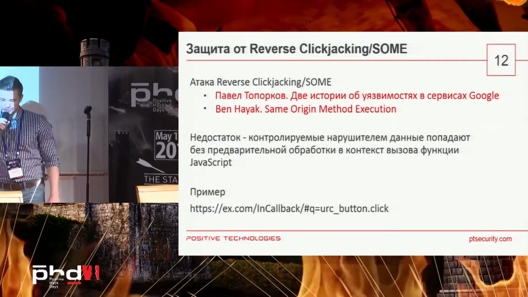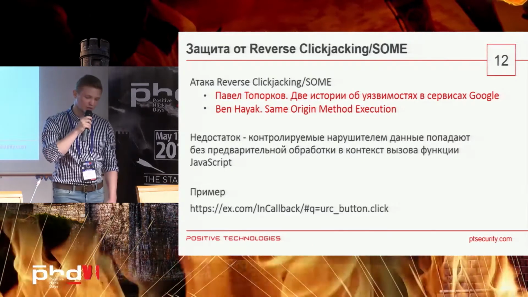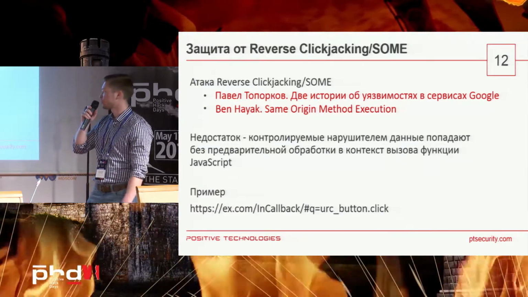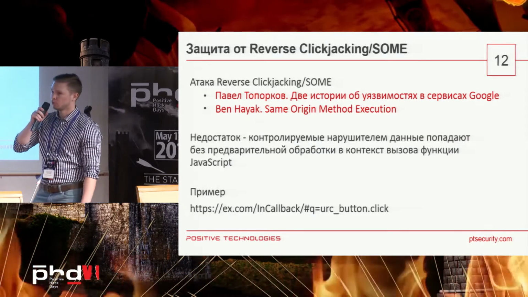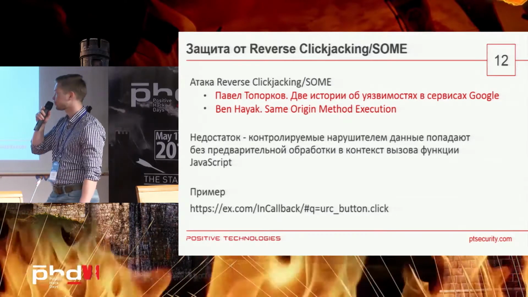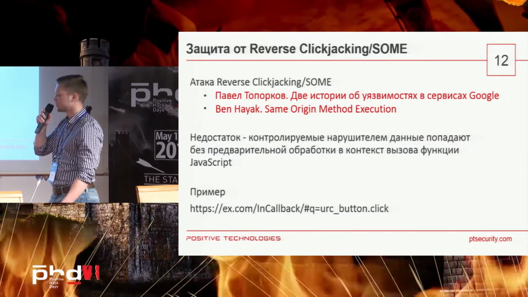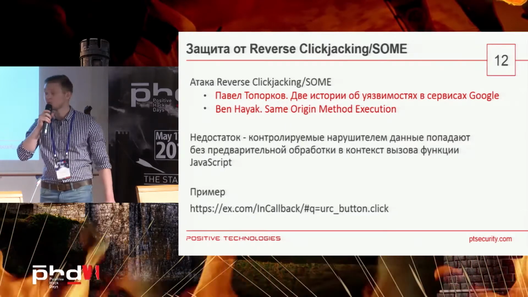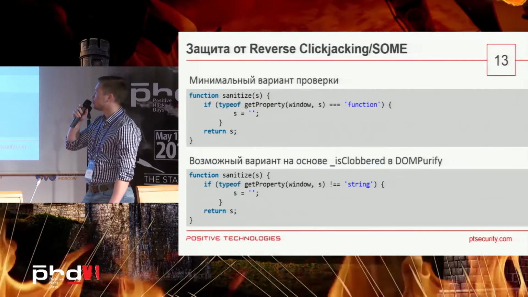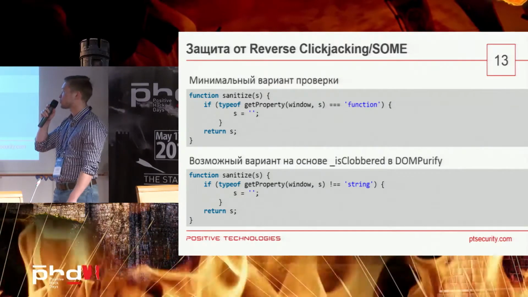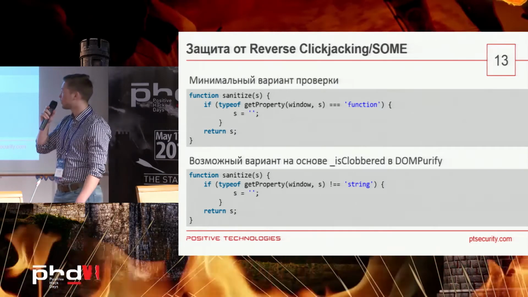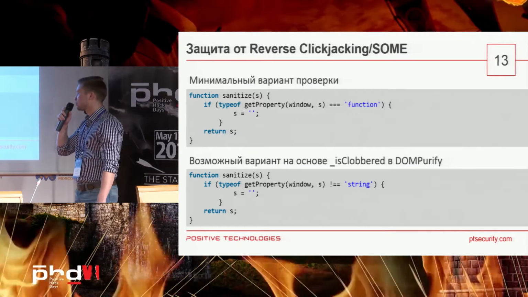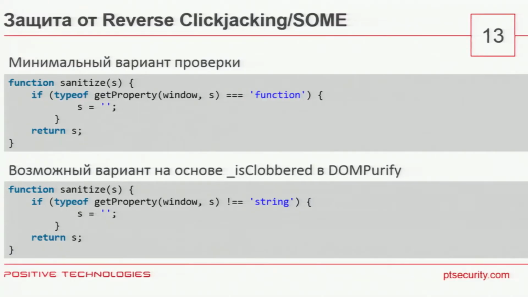The protection here is plain and simple. Everything that we need to do is check all the incoming data in our location search or location hash to find out if the window object has this property and make sure that this property is a function. It can look like this. We check that there is a property in the window object. We can also use our DOM Purify blacklist.